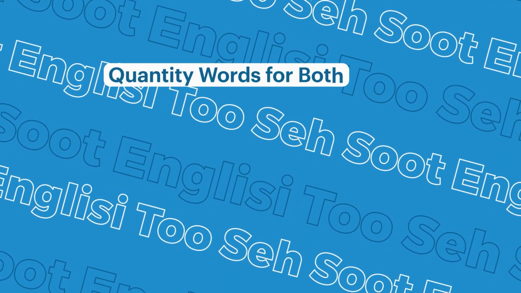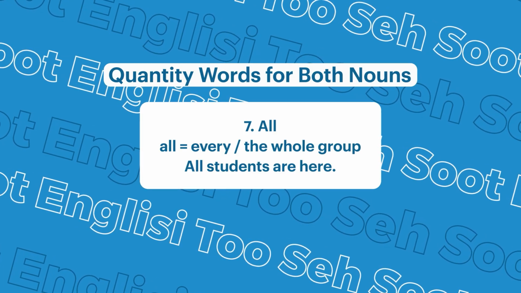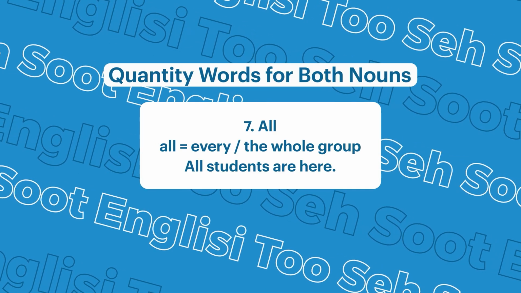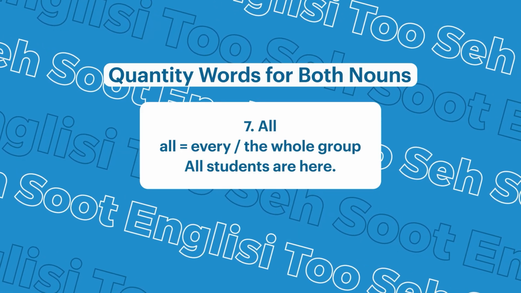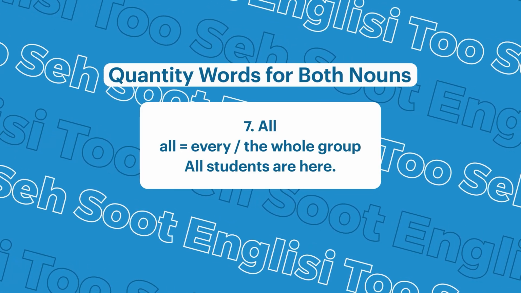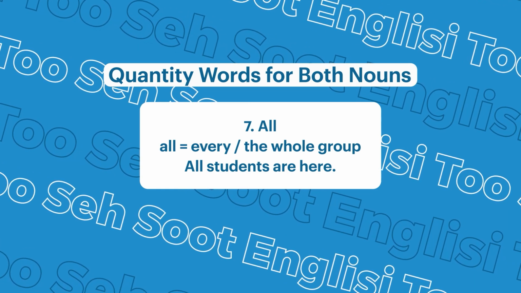Number 7 is all. All means the whole group. It means everything or everyone. For example, when I say all students are here, this means every student is present. For example, if you expected 25 students and all 25 are there, you can use this sentence.